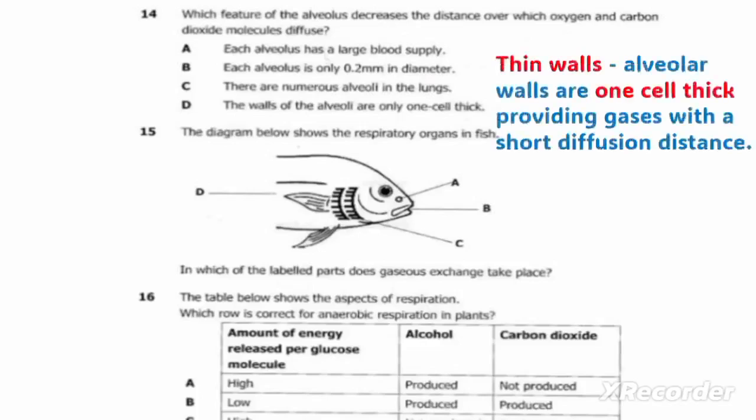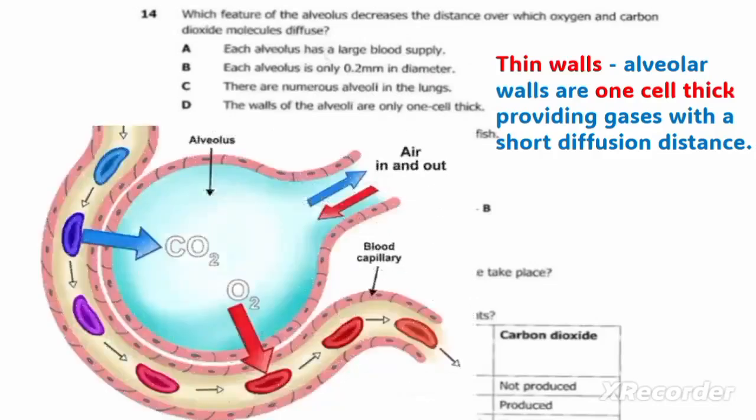So our correct answer is D. The thin walls of the alveoli are one cell thick, providing gases with a short diffusion distance. The alveolus wall is made up of one cell, so that the distance of diffusion can be reduced, so that diffusion can take place without difficulties.